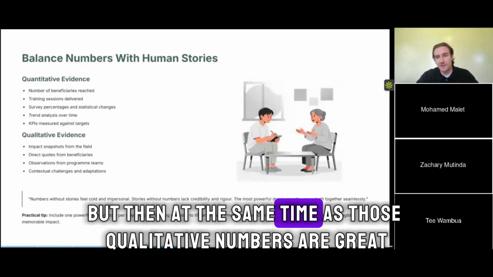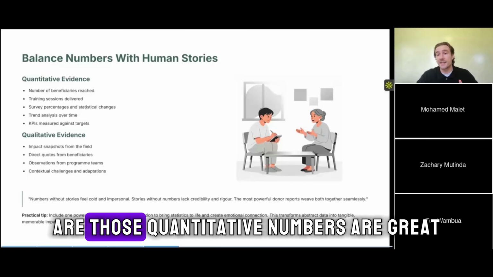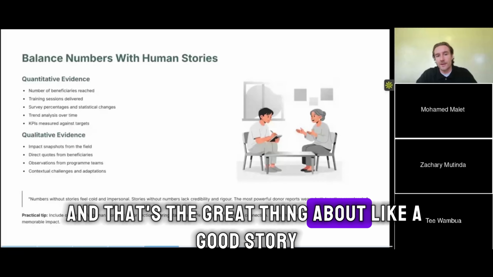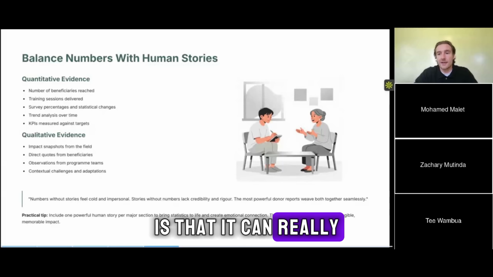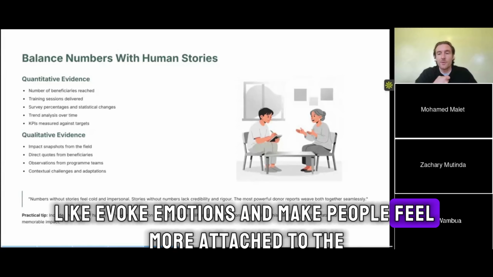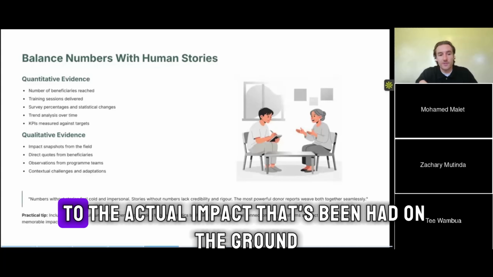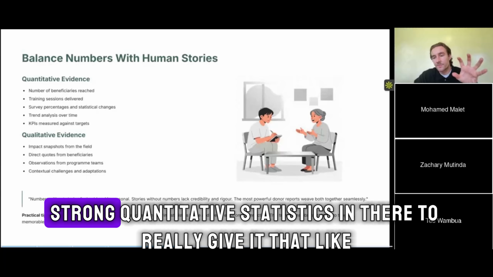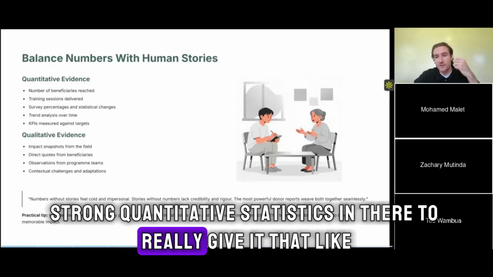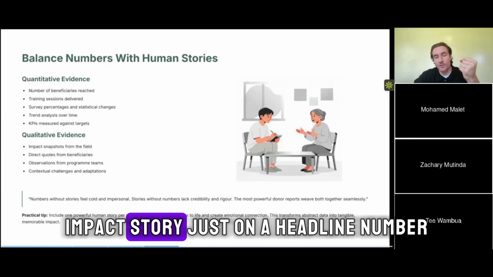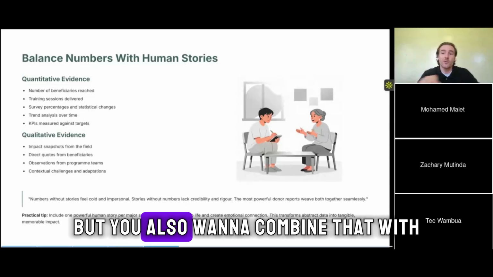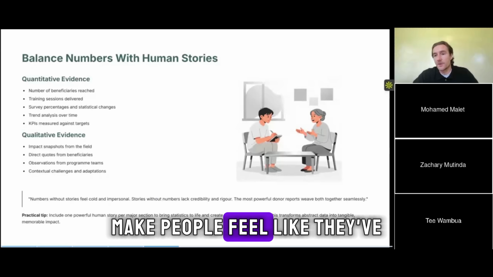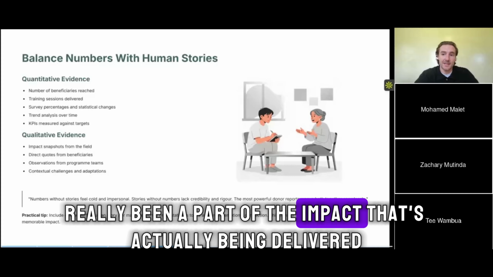But at the same time, those quantitative numbers are great, people also like emotional stories. And that's the great thing about a good story, it can really evoke emotions and make people feel more attached to the actual impact that's been had on the ground. So you kind of want to balance a bit of both. You want to have strong quantitative statistics in there to give it that impact story just on a headline number, but you also want to combine that with stories of what actually happened on the ground, make people feel like they've really been a part of the impact that's actually being delivered.